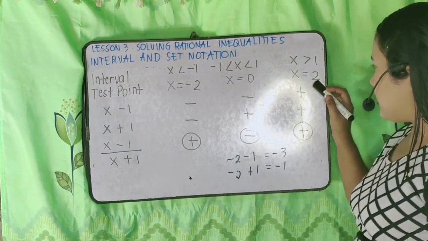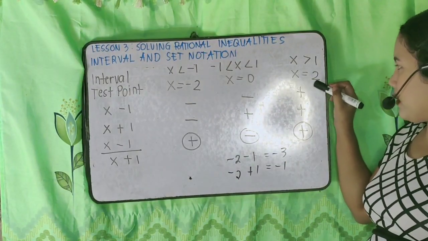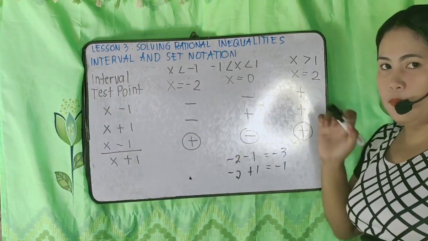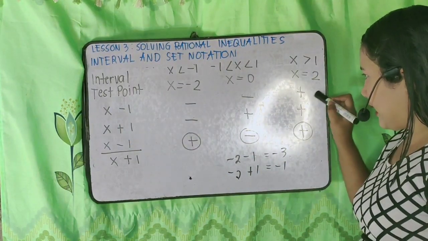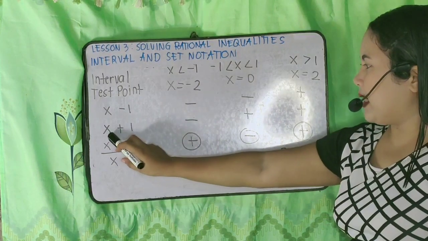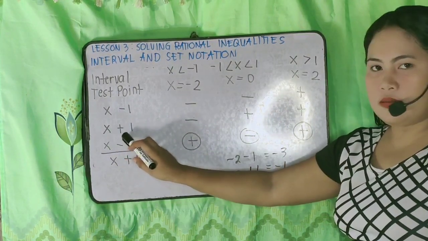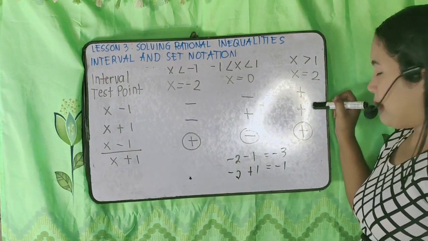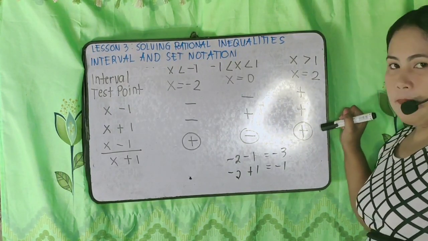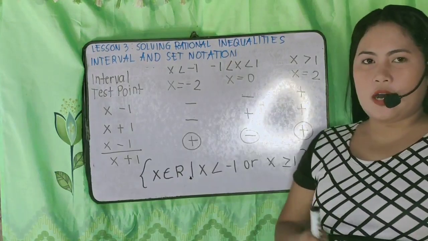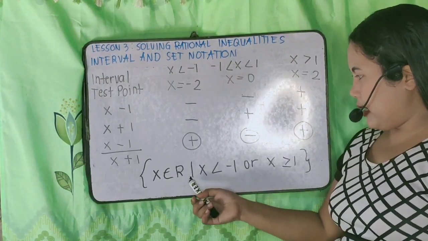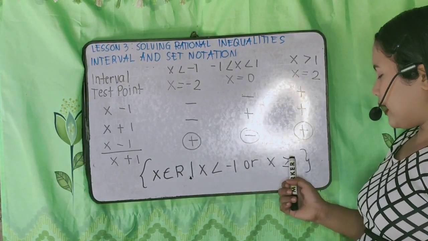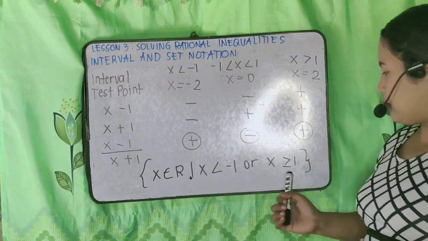Okay? So, next, evaluate at x equals 2. So, 2 minus 1, of course, positive 1. Okay? So, kaya positive yung sign dito. Next, yung x palitan ng 2. So, 2 plus 1, the answer is positive 3. So, copy, positive. Then, positive times positive, our answer is positive. Okay? Okay, so our solution set is x is less than to negative 1 or x is greater than or equal to 1. So, bakit po ba dito may equal?